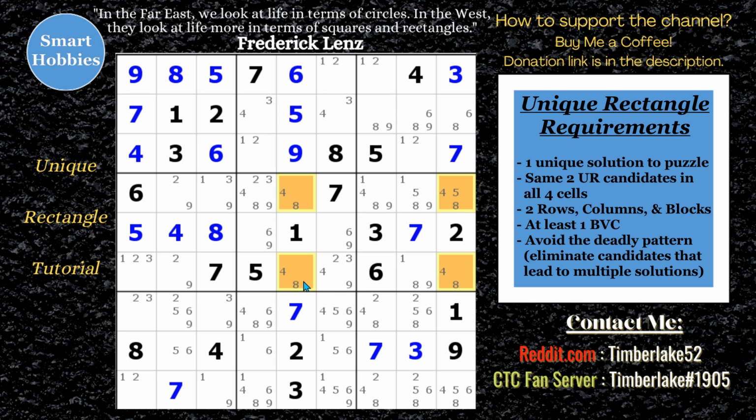What you need for a unique rectangle to occur is four cells. The cells need to be in the same two rows, columns, and blocks. At least one of the cells has to be bivalue. What I mean by that is one cell has to be just a bivalue cell. This one has more than that, so that's okay. But each cell will have to contain the same two bivalue candidates that we have here. Okay, those are our minimum requirements.